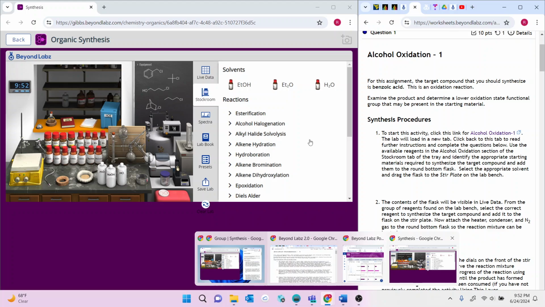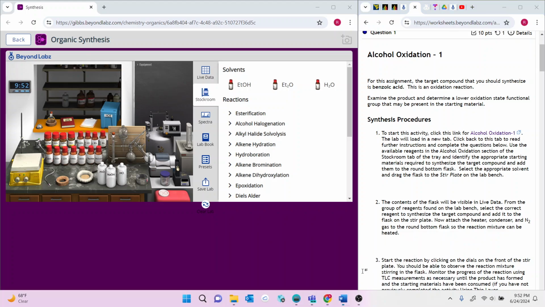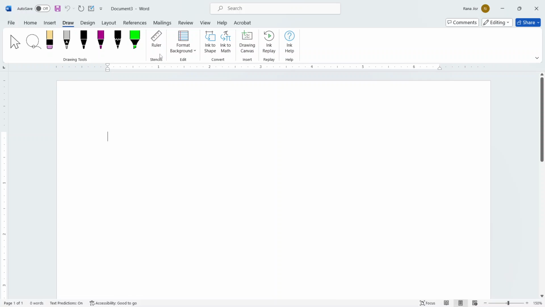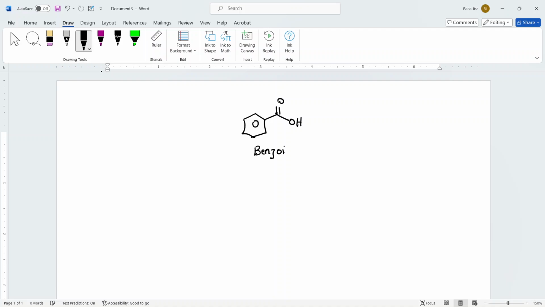Okay, so the first thing that I want to do over here, let's go ahead and write the reaction. I know that I want to make benzoic acid. So this one is benzoic acid. And to make this acid, I am doing alcohol oxidation, so I'm starting with an alcohol. Because this is an acid, I know that I oxidize a primary alcohol. This one is a primary alcohol, a primary benzylic alcohol here.